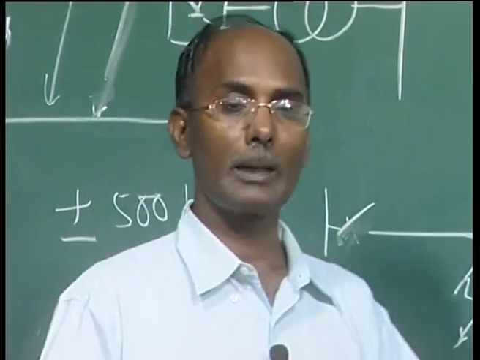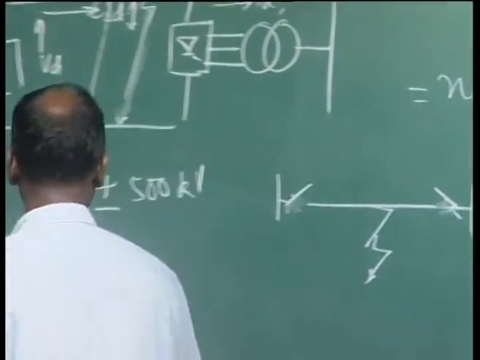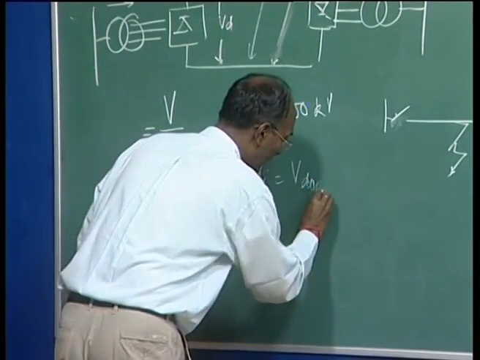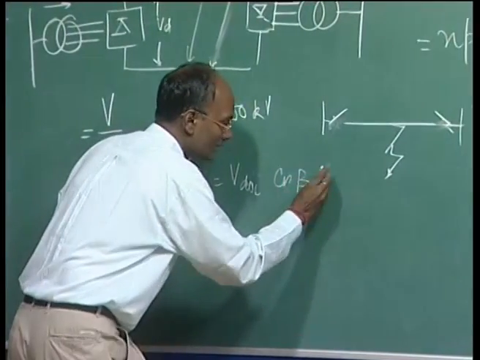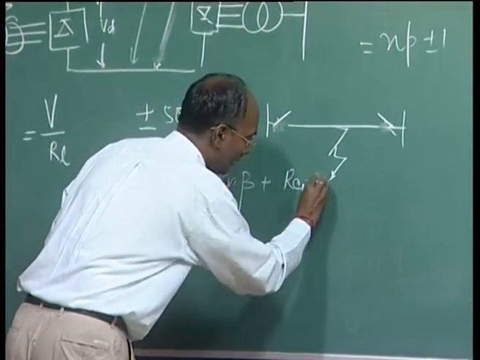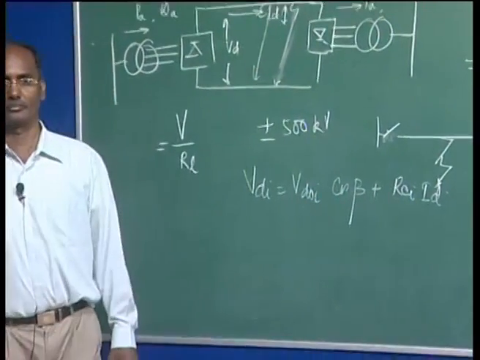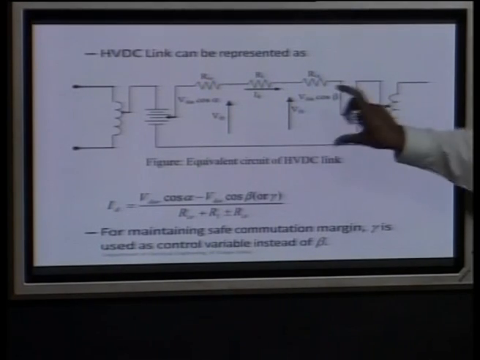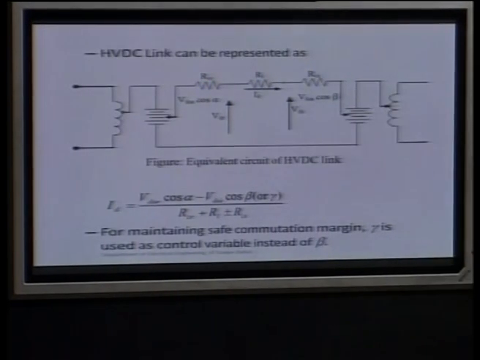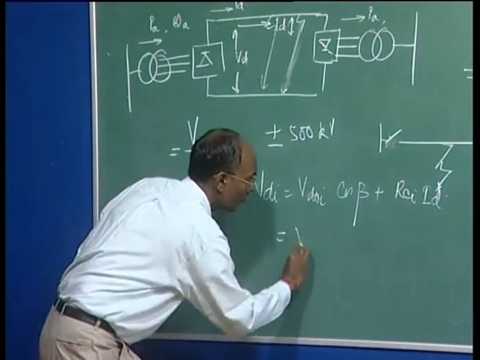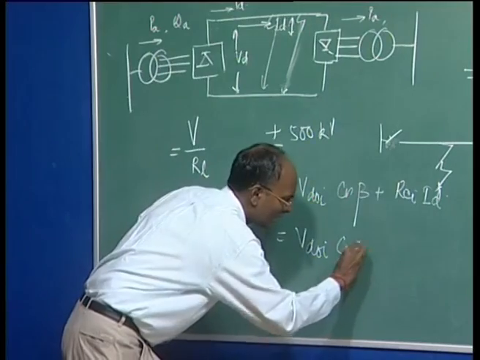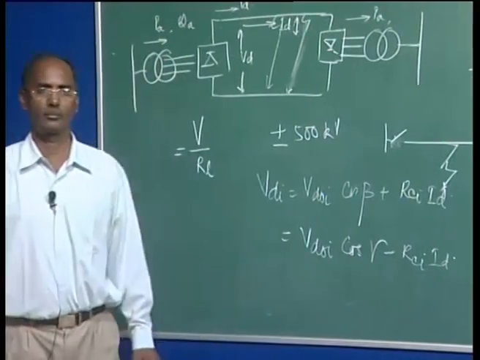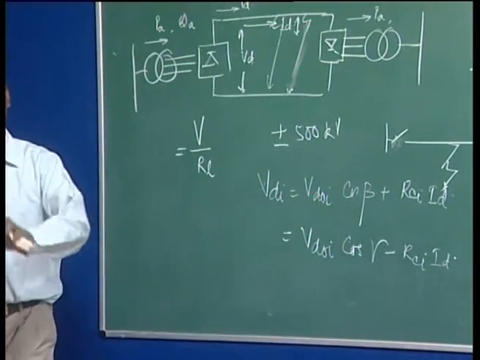Simply remember we derived the expression for this one. Here your VDI was your VDO I cos beta plus here your RCI ID. If you remember this, because you can see this current is flowing this side. So, this voltage plus this voltage. So, this was plus, and if you are using here the VDO I cos gamma minus RCI ID, from here you can just derive it, and already we have proved it.